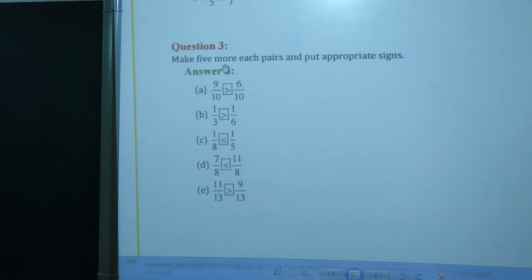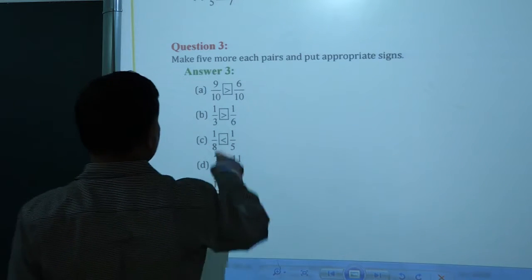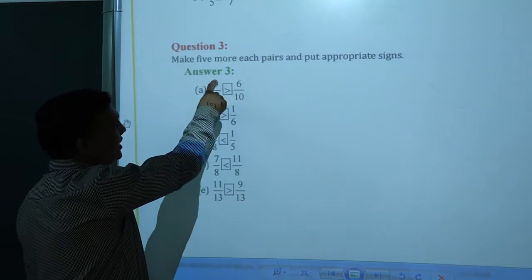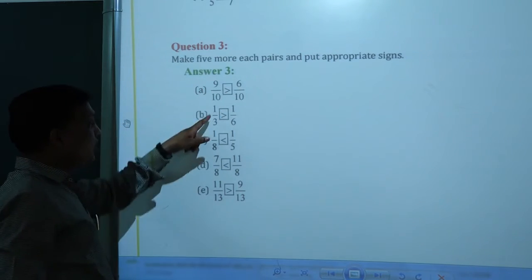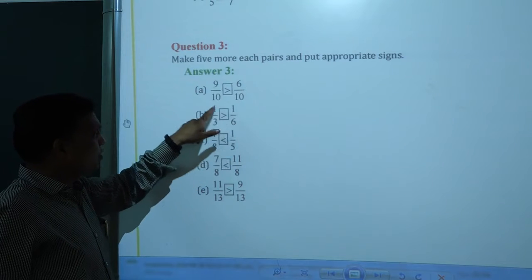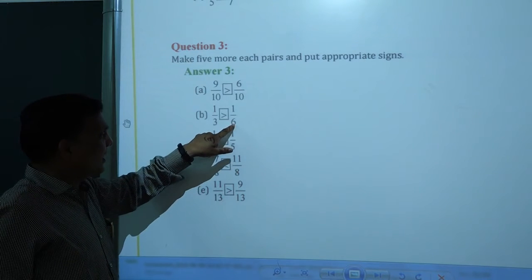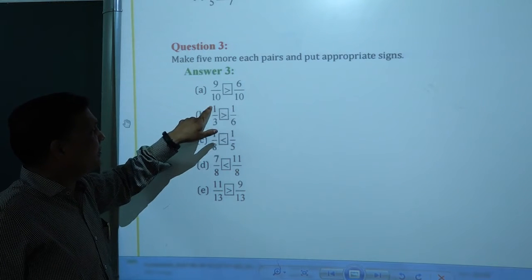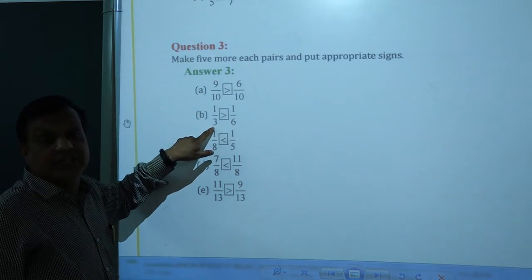Make five more pairs and put the appropriate sign. Now here is given 9 upon 10, 6 upon 10. Both denominators are same. So 9 is greater, you put the sign here. 1 upon 3, 1 upon 6. Both the denominators are different. Cross multiply: 1 times 6 is 6, 1 times 3 is 3. It came 3, this came 6. So 1 upon 3 is the greater.